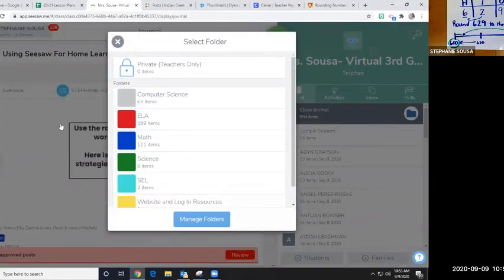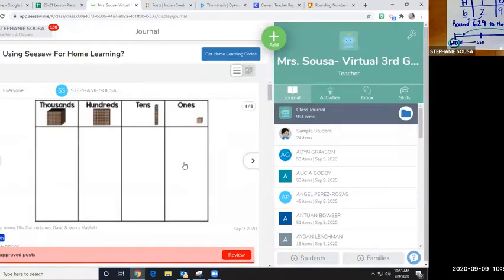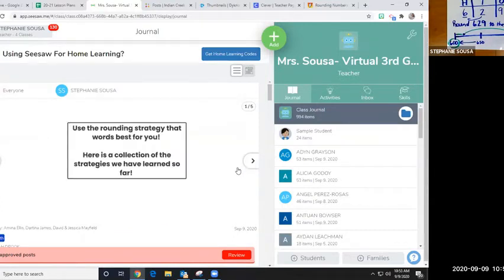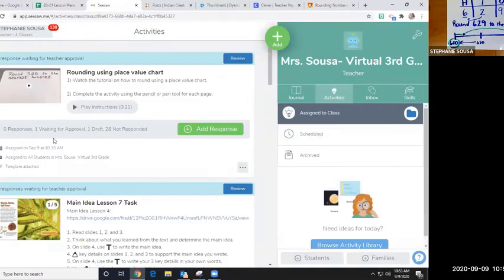So again, one more time, inside of your journal from math, I've now uploaded all of the strategies that we've used. So if you like this strategy, here's a place value chart for you. If you prefer the rounding roller coaster strategy, here's one for you to use. It's the same skill, it's just a different way to do it, okay? You have an activity that has been released to you, and that activity is called rounding using place value chart. Mr. Mejia's video is here, as well as the directions that he reads to you. It says, watch the tutorial on how to use rounding a place value chart. We've done that. Complete the activity using the pencil or pen tool for each page.